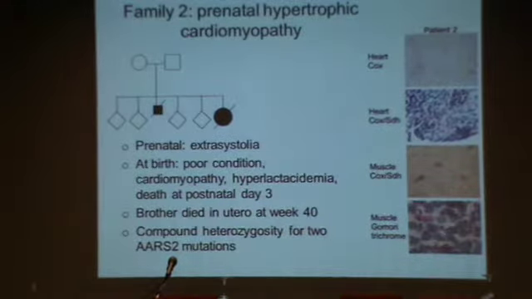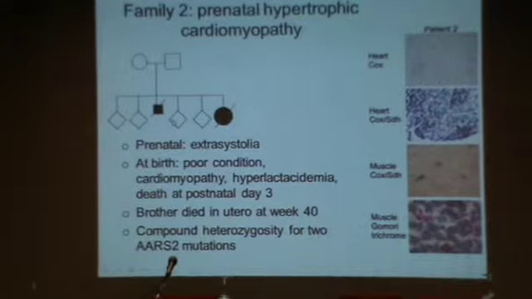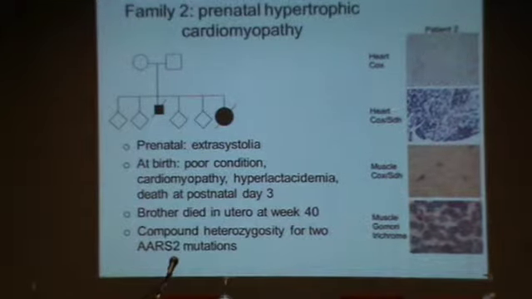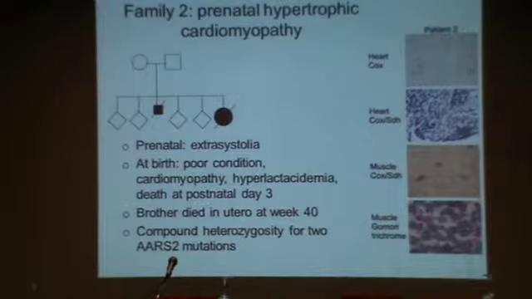So we were lucky to find a second family with very similar findings, lucky for us and lucky for the family to get the diagnosis. But this was really establishing the diagnosis for both of these families. This was an even more severe situation, where one child had died in the very last days of pregnancy because of cardiomyopathy, and the second one died just after birth because of cardiomyopathy. And we found also the same gene mutations, which I actually didn't mention. It's this AARS2 gene also in this patient.